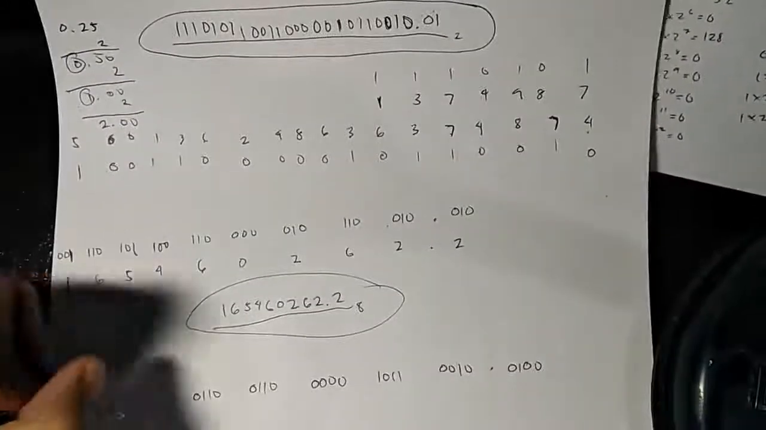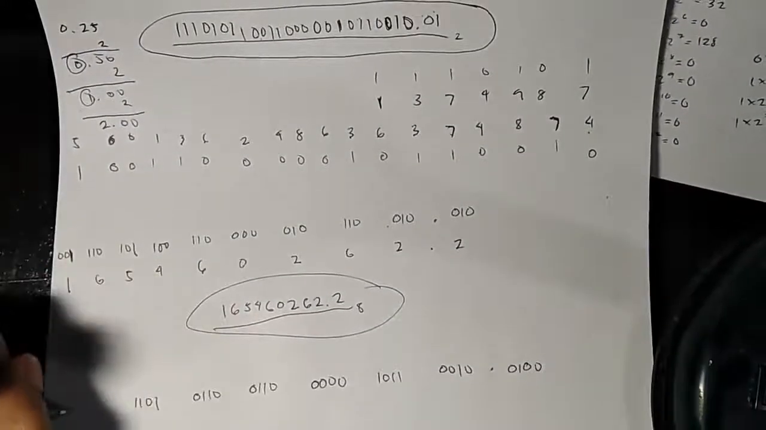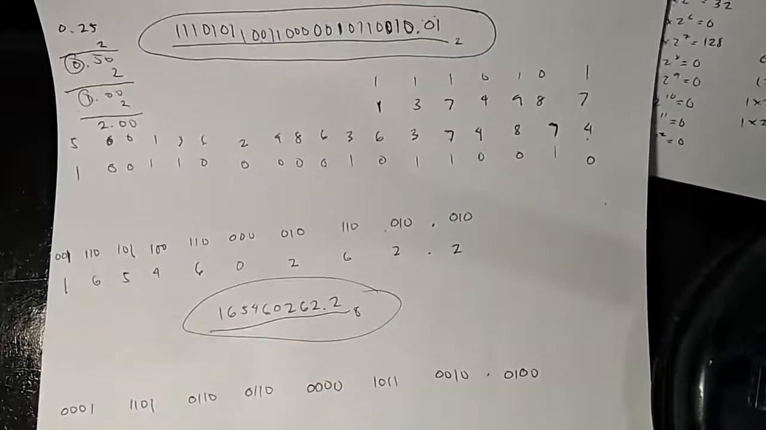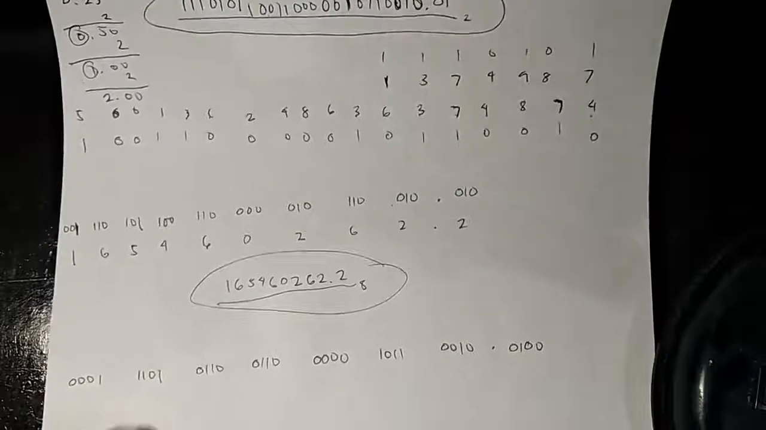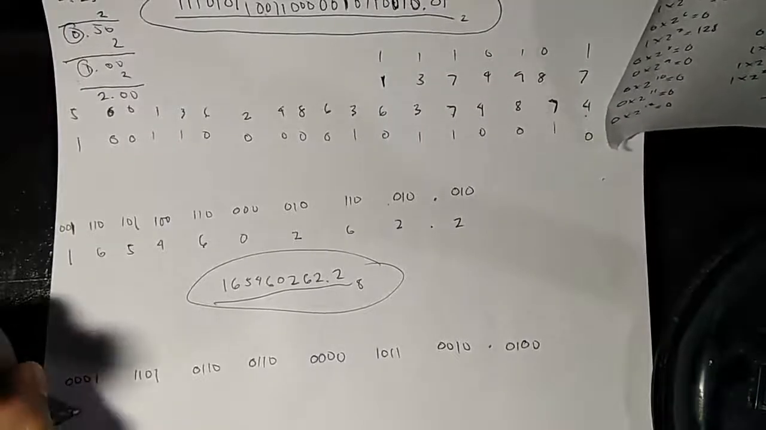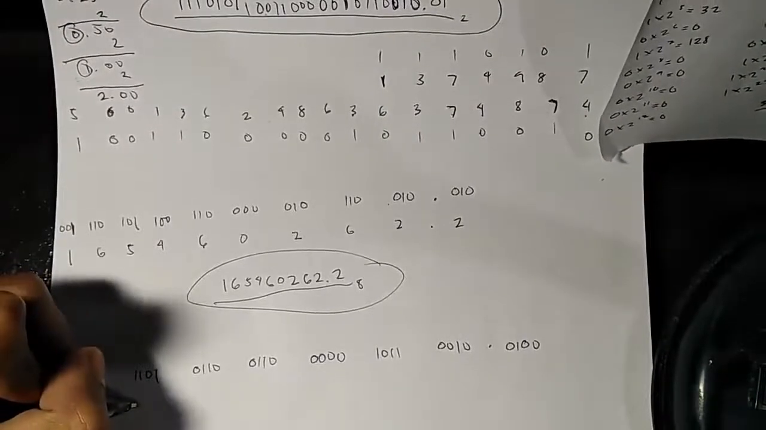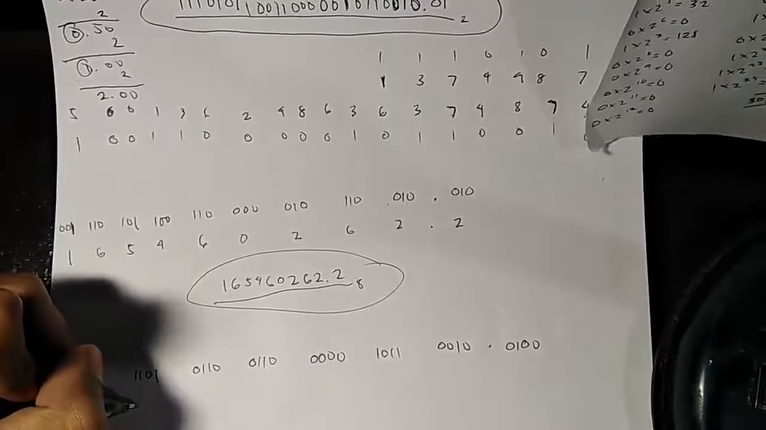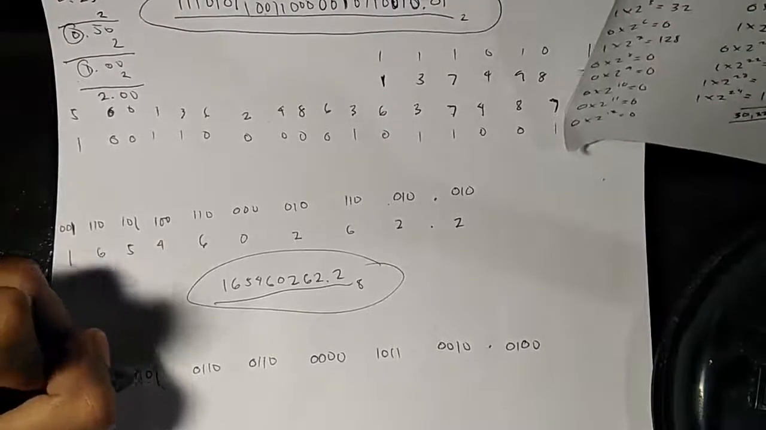0110, 1101, and 0001. There you go. So again, you're gonna find its corresponding decimal number. Here, this is a 1, this is a D. This stands for D because our number is up to 9 only.